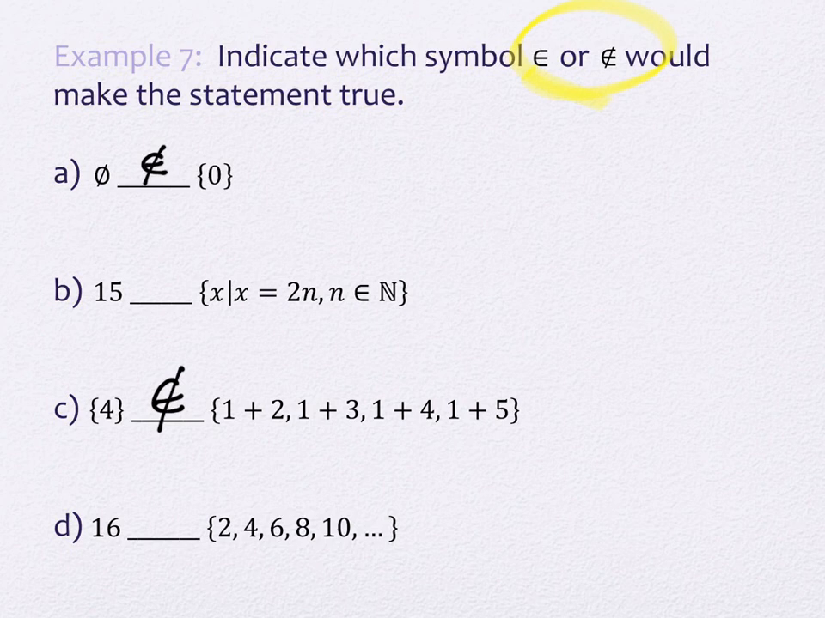So on letter B, this says 15 on the left. What kind of numbers are being described on the right? Well, it's set builder notation. It's not just a listing, right? So we do need to be a little bit careful that we understand this description. This description says that we're looking for elements that are 2 times the natural numbers.